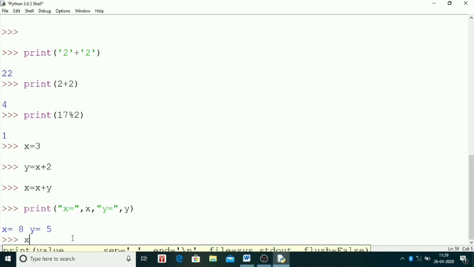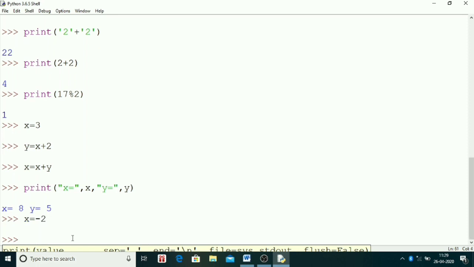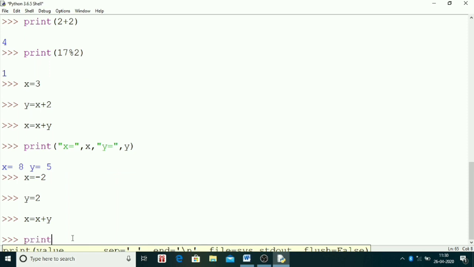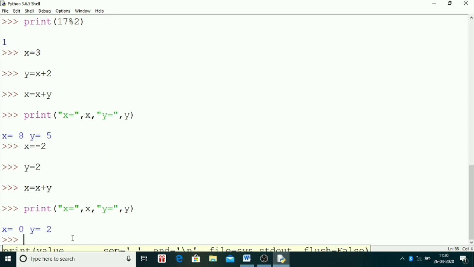Now next question. If I say x is equal to minus 2. Now I say y is equal to 2. Now suppose I say x is equal to x plus y. Now I say print x is equal to comma x, comma y is equal to comma y. X is minus 2, y is 2. Now x is equal to x plus y. Minus 2 plus 2 is 0. So this is your answer.